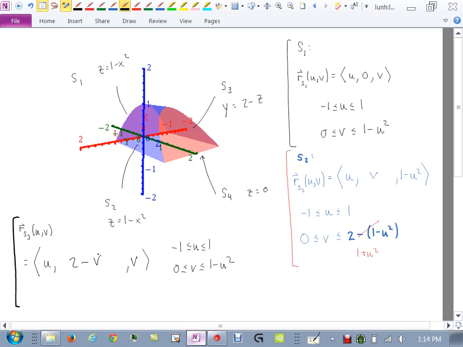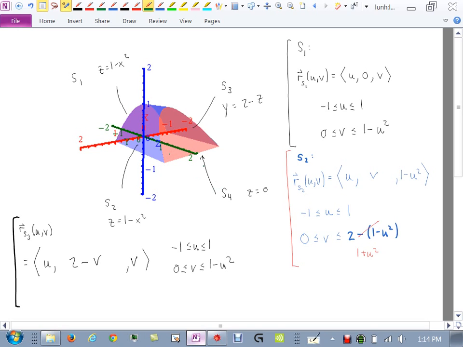What about the bottom, S4? Yeah, it's just a rectangle, isn't it? Or it's actually a square, right? Let me see where I can put this. It'd be UV0, right? U is between -1 and 1. V is between 0 and 2.